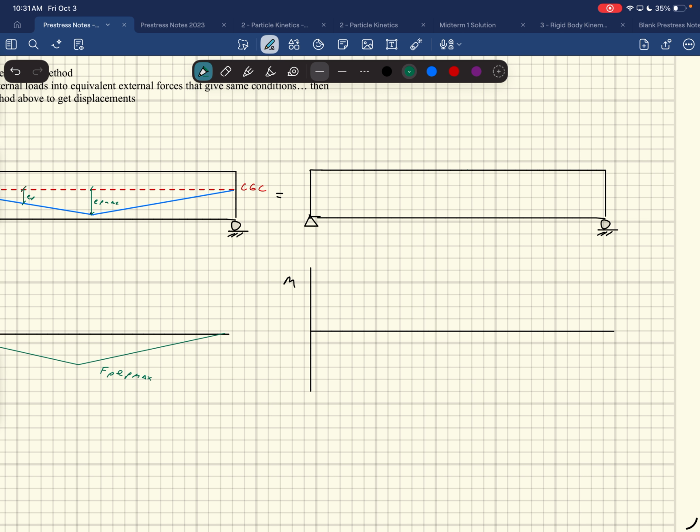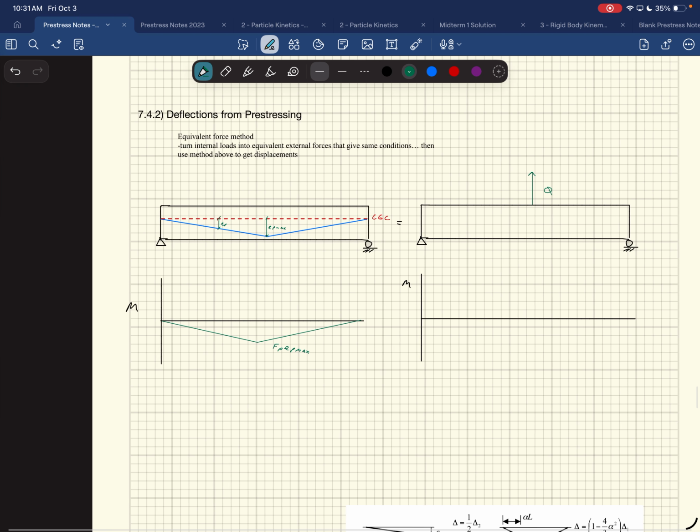Yep. So this would be equivalent, right? And that's the idea. What is the equivalent force that would give you the same moments? That force diagram would give you the exact same moments.